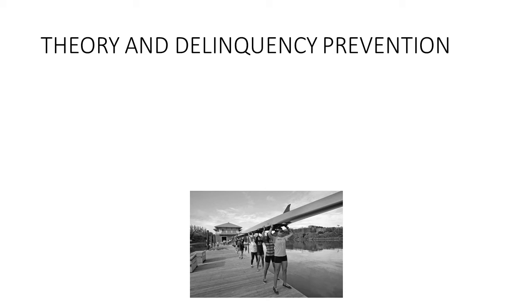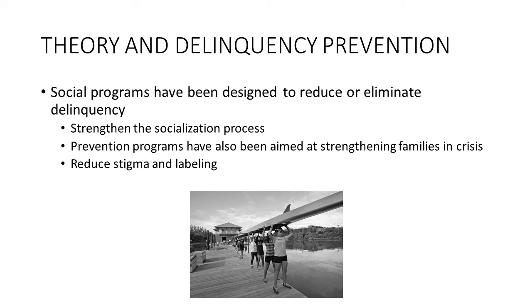The final section of this chapter talks about the theories and delinquency prevention. Each of the various branches of social theory has had an impact, and continues to have an impact, on delinquency prevention through programs and activities. I will discuss a few of those.